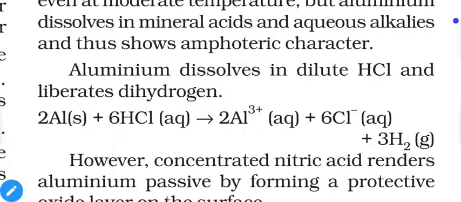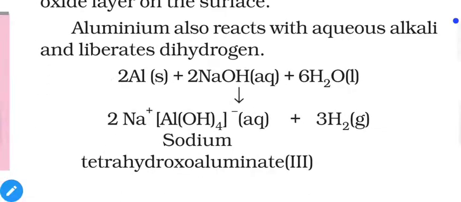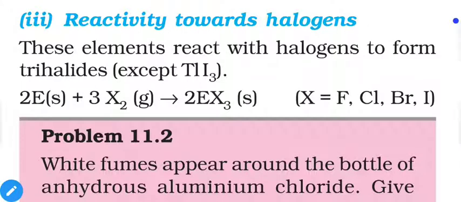Because of this oxidizing nature of nitric acid, it will oxidize the aluminium, which produces aluminium oxide on the surface of the metal, and as we already discussed, aluminium oxide creates a protective layer on the surface, and that's why it prevents further reaction. So because of that, it does not react with nitric acid. With base, aluminium forms this type of complex compound. As we can see, we have [Al(OH)4]-, which is a complex compound, and just like the acid, it releases hydrogen gas. With halogen, all of these elements form trihalide except thallium and iodine.